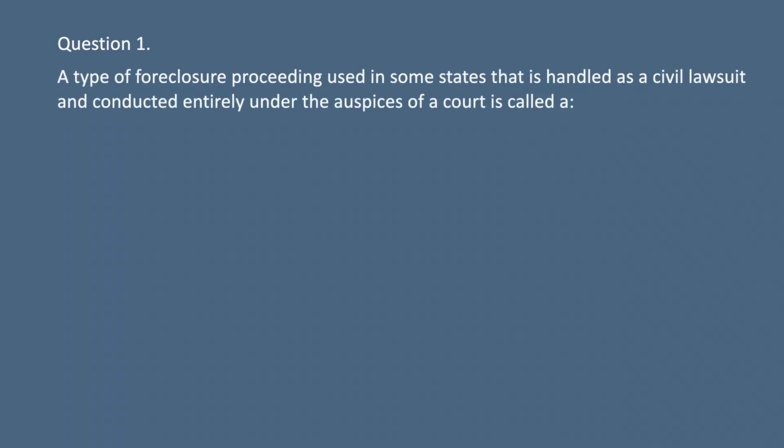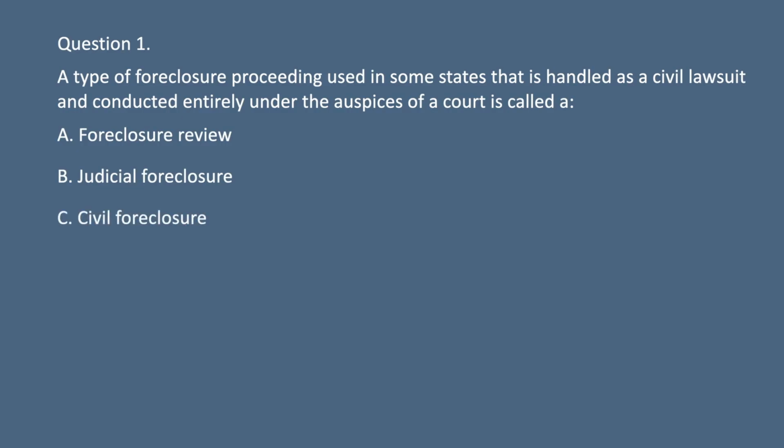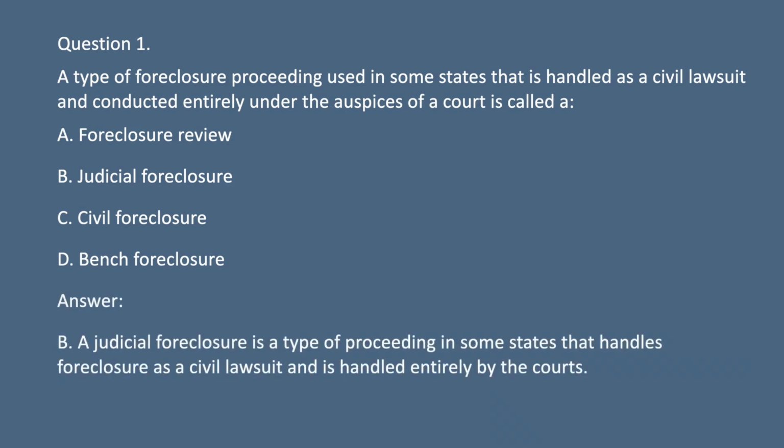Question 1. A type of foreclosure proceeding used in some states that is handled as a civil lawsuit and conducted entirely under the auspices of a court is called A. Foreclosure review. B. Judicial foreclosure. C. Civil foreclosure. D. Bench foreclosure. Answer B. A judicial foreclosure is a type of proceeding in some states that handles foreclosure as a civil lawsuit and is handled entirely by the courts.